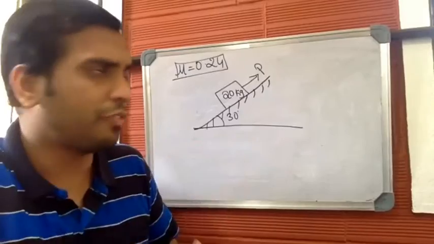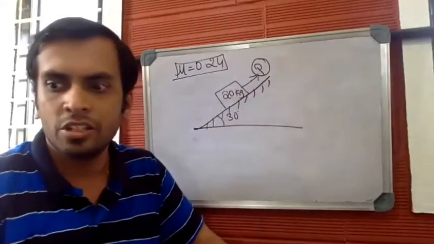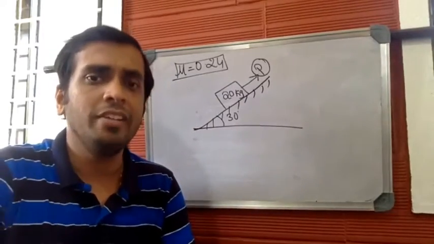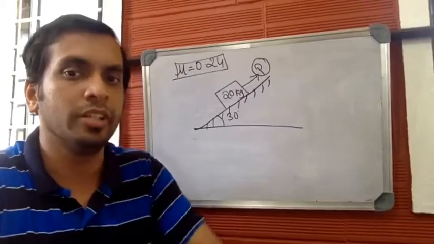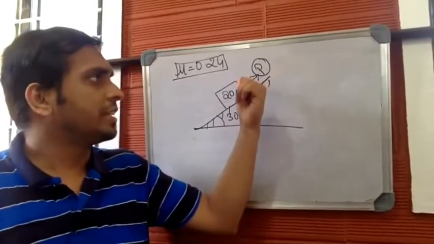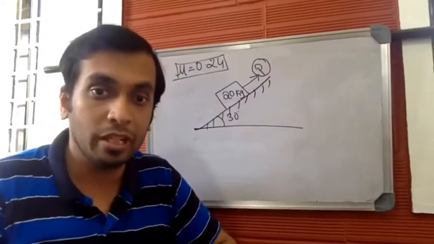Now, we are supposed to find the value of this external force P under two conditions. As I mentioned earlier, here the external force is impending up the plane. It's going up the plane.